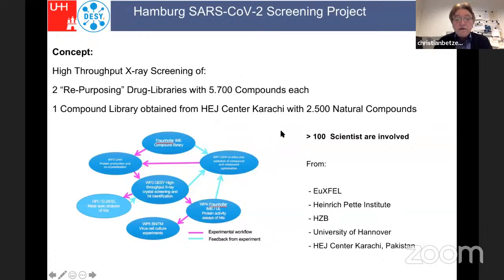And in February 2020, when COVID-19 became dramatic, we formed a collaboration here in the Hamburg area. Many institutions joined these efforts for a repurposing drug approach. We obtained 2 libraries, and I'm very thankful that we obtained a library of natural compounds, the topic of this presentation, from the Karachi Center, from Professor Chaudhary.